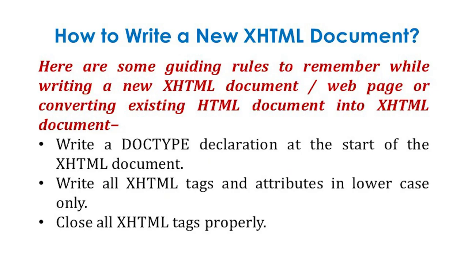Now we want to know how to write a new XHTML document. Here are some guiding rules to remember while writing a new XHTML document or web page, or converting an existing hypertext markup language document into an XHTML document. The first one is write a doctype declaration at the start of the XHTML document. The next key point: write all XHTML tags and attributes in lowercase only, because XHTML tags and attributes are case sensitive.